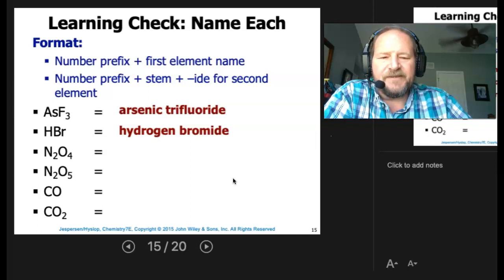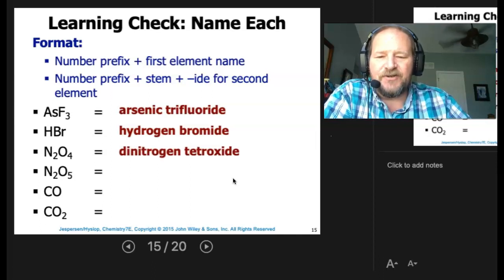N2O4, we have 2 prefixes. We have the di for the nitrogen and then tetra for oxide. But remember, we cut that A off. So we get dinitrogen tetroxide.